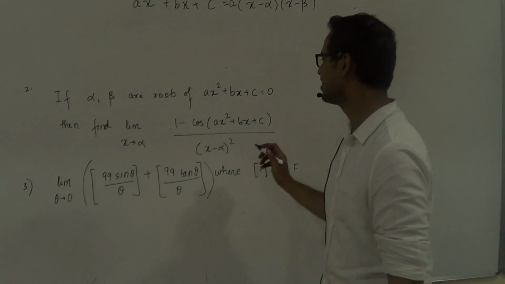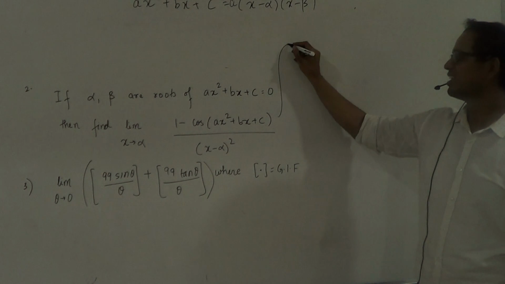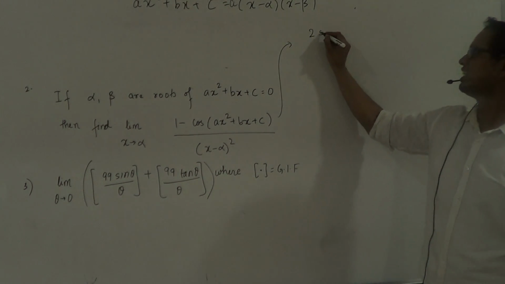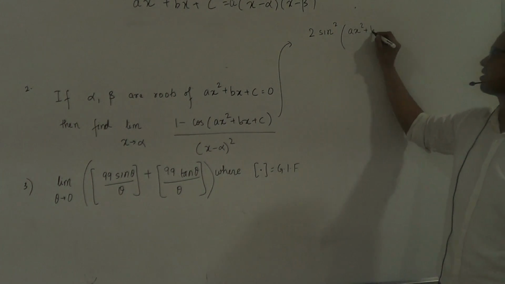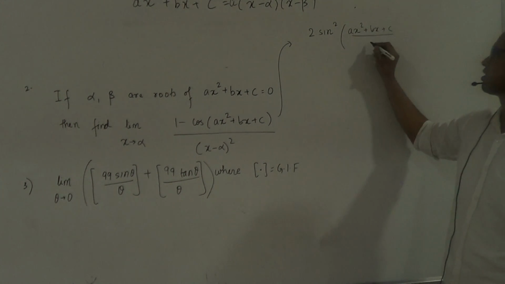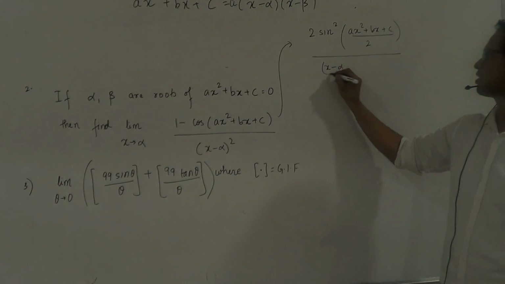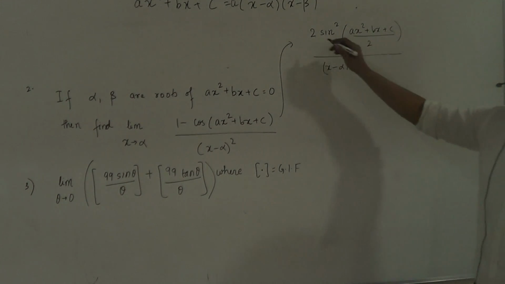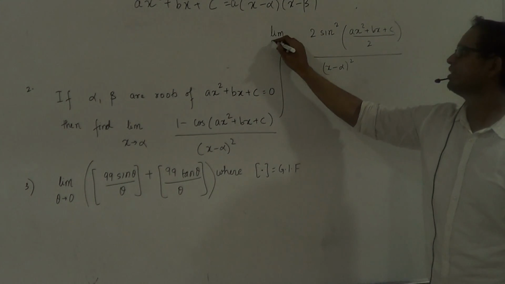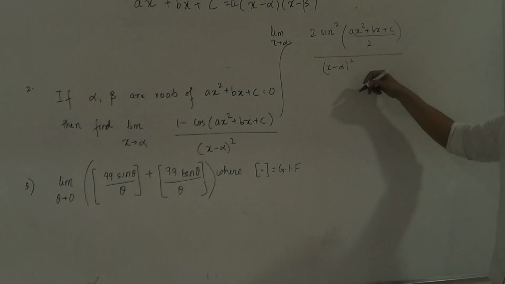Now, if I have to solve this first, I can write it as 2 sine square. Now, when x tends to alpha, we all know that this fellow will become 0, right? So it is 0 by 0 form.